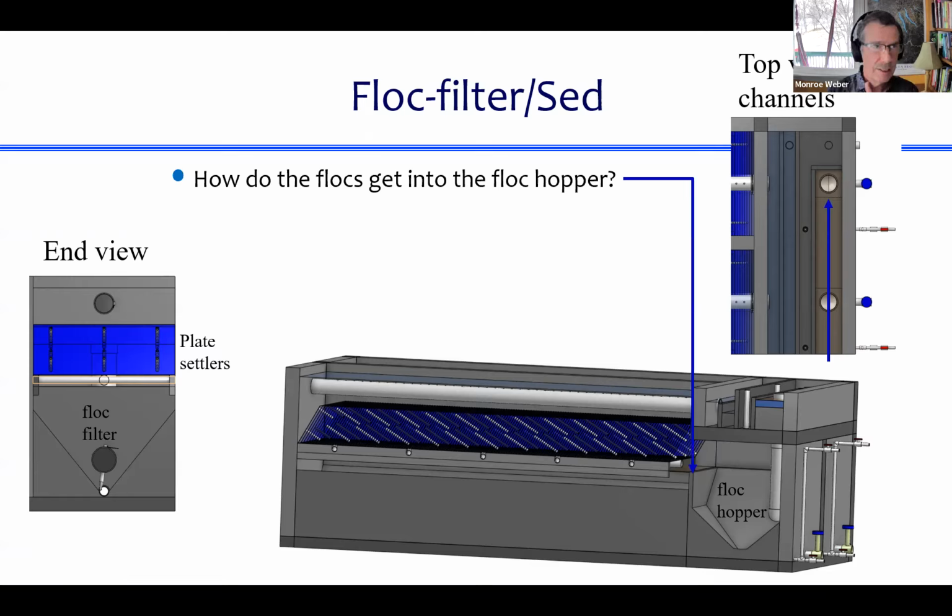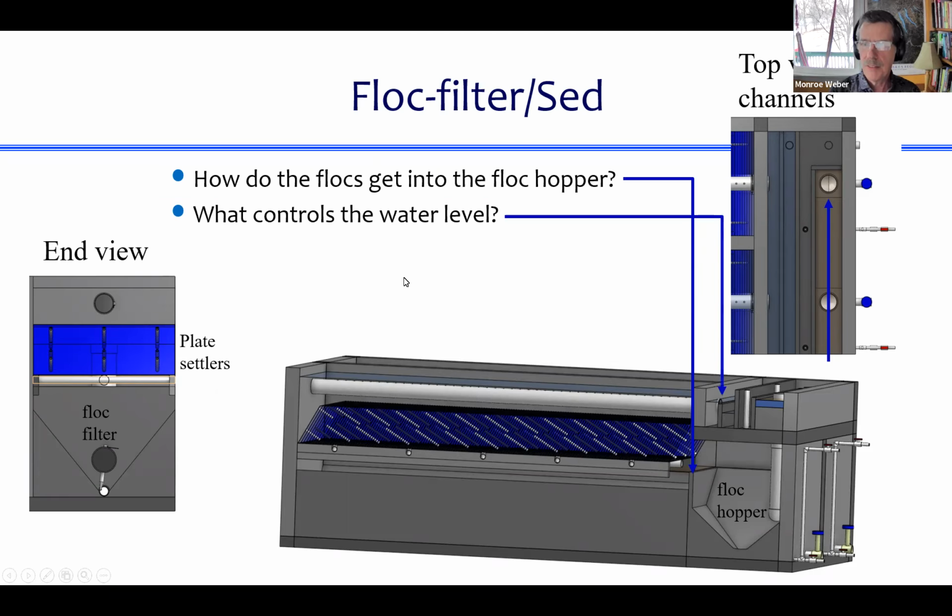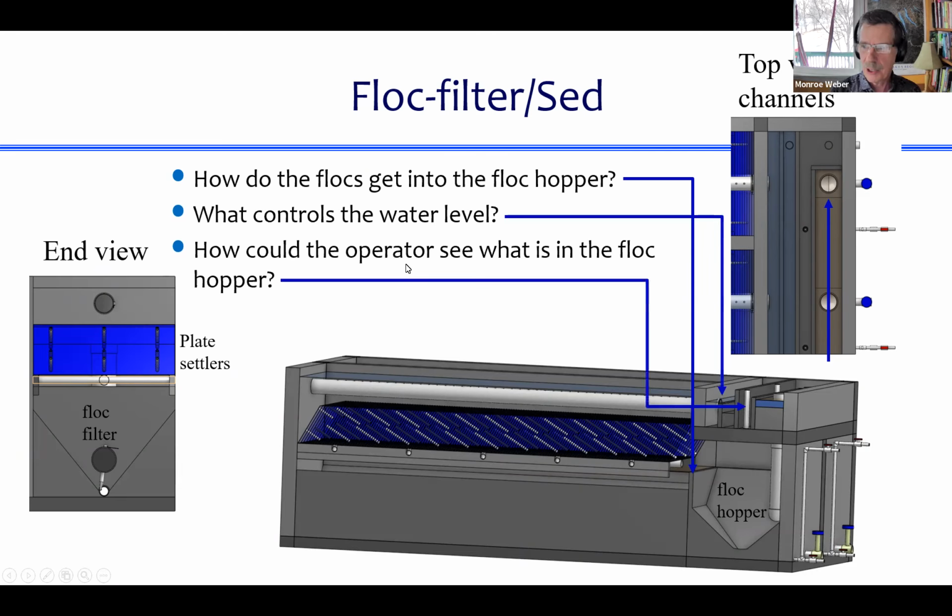That weir that I'm pointing to is how flocs get from the main part of the floc filter sed system into the floc hopper. They flow across that weir, and I'll show a movie of that. And that's what controls the water level of the sed tank. That's that weir that I talked about earlier.